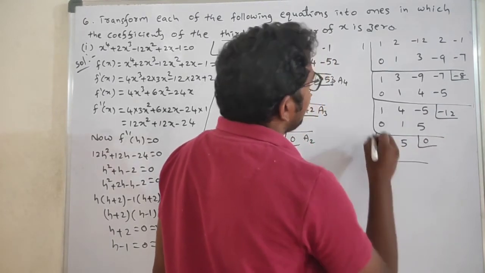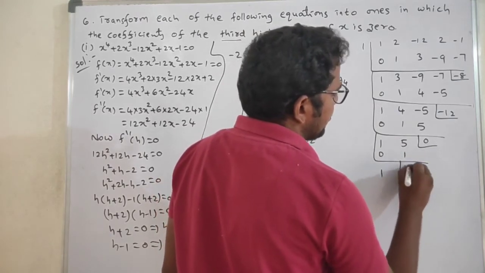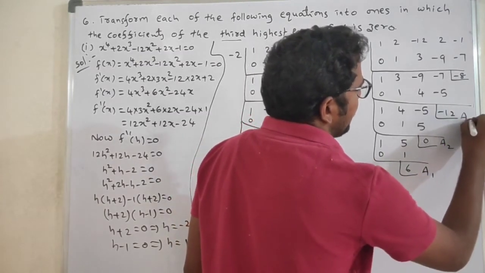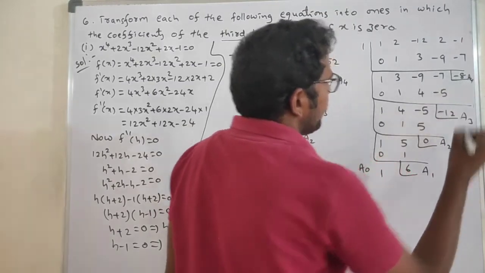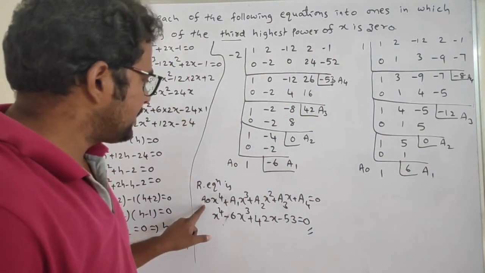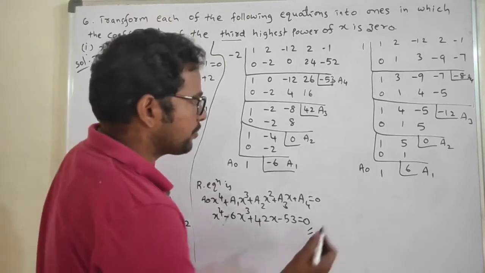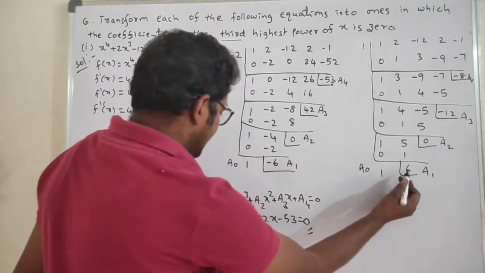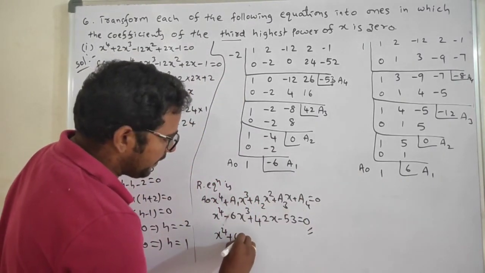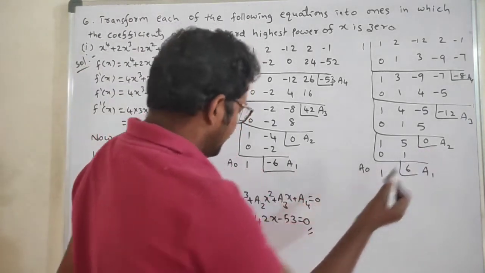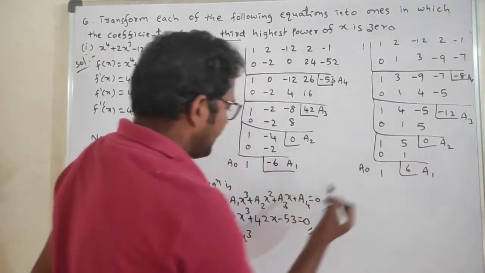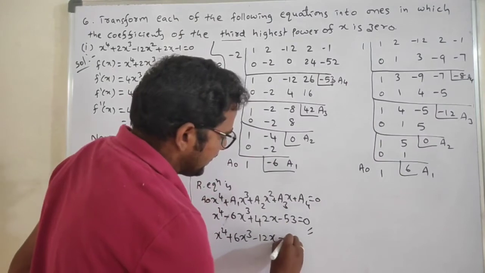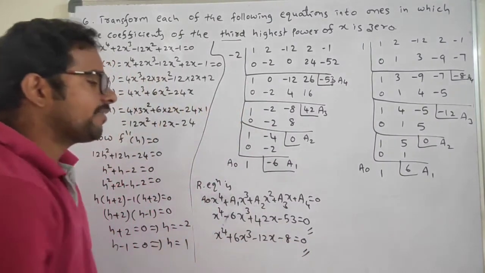Again 1 plus 0 is 1, 1 into 1 is 1. So this is a0, a1, a2, a3, and this is a4. Substitute in this equation what is given: a0 x power 4, that is 1 into x power 4, x power 4. Next a1 is 6, so 6x power 3, plus a2 value 0 into x square, 0. a3 is minus 12, so minus 12x, and the last constant a4 is minus 8, equals 0. These two are the required equations.